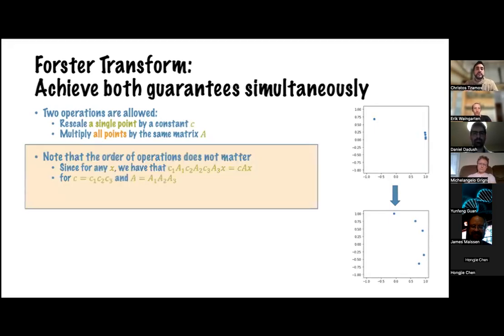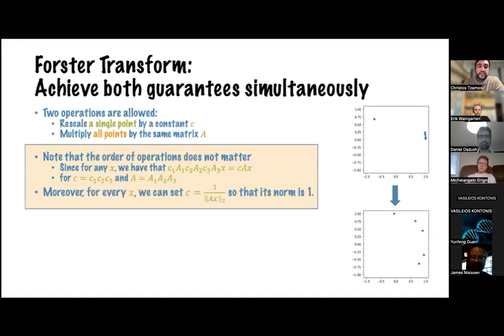And note that the order in which I do these operations doesn't really matter, since for any point X in my data set, if I apply C1, then multiply by A1, then C2, A2, C3, A3, I can always group this into something which is C times A dot X, where C is all the constants and A is the product of all the matrices. Moreover, since I want all the norms to be one after this operation, I can even force C to be 1/‖A·X‖.